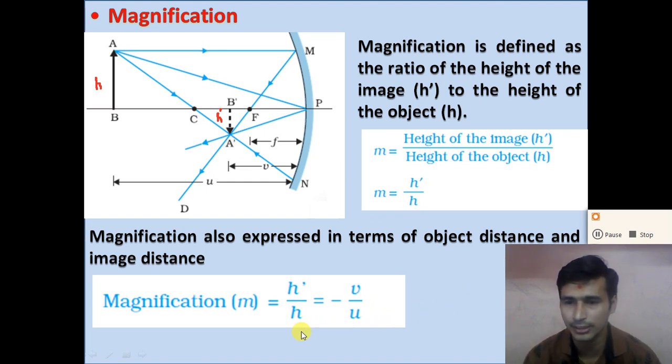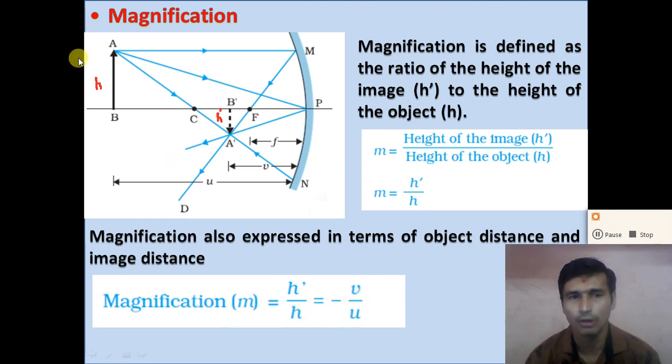So here, dear student, you need to remember these three formulas. First one is the mirror formula. What is the mirror formula? 1 by v plus 1 by u is equal to 1 by f. Second formula is the relationship between the focal length and the radius of curvature: f is equal to r by 2. And the third formula is magnification: m is equal to h dash by h is equal to minus v by u.